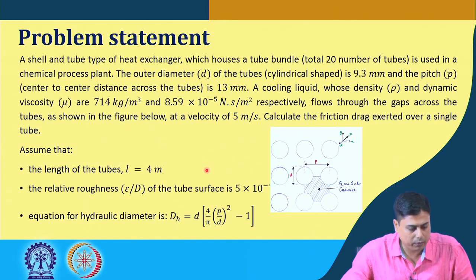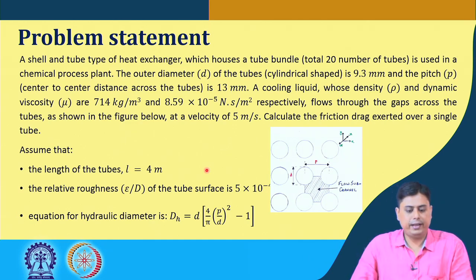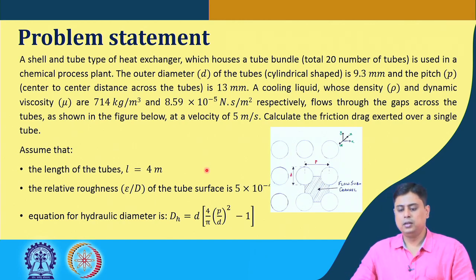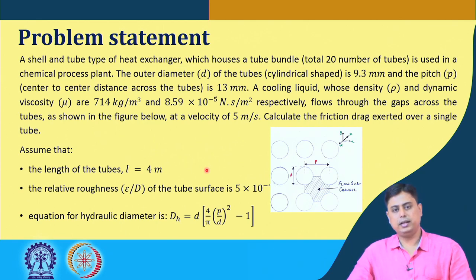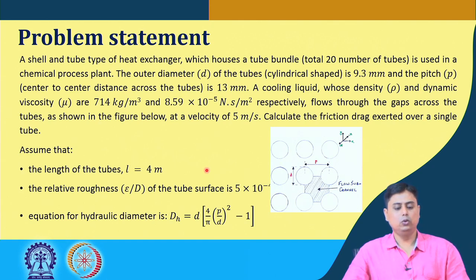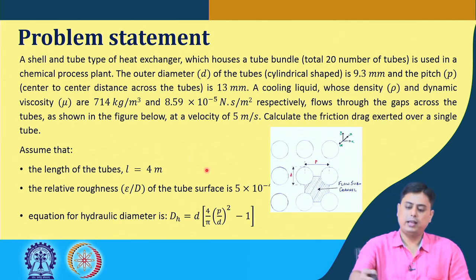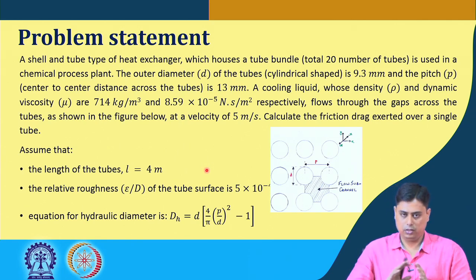So, here the problem says that a shell and tube type heat exchanger houses a tube bundle of around 20 tubes in a process plant. We use such shell and tube heat exchangers in chemical process plants. These tubes are cylindrical in shape with an outer diameter of 9.3 millimeter, and the pitch, that is the center to center distance during the stacking of these tubes.